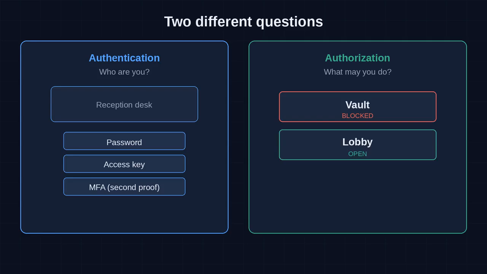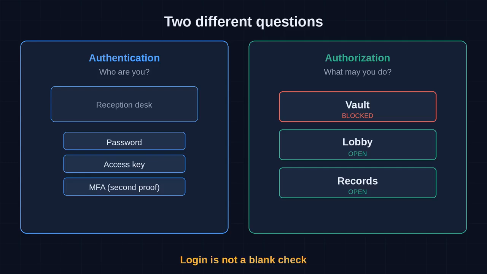Authorization asks a different question. What are you allowed to do? Signing in successfully does not open every door in the building. You can be a verified employee and still be blocked from the vault. Hold that distinction. Authentication proves identity. Authorization evaluates permission. Login is not a blank check.